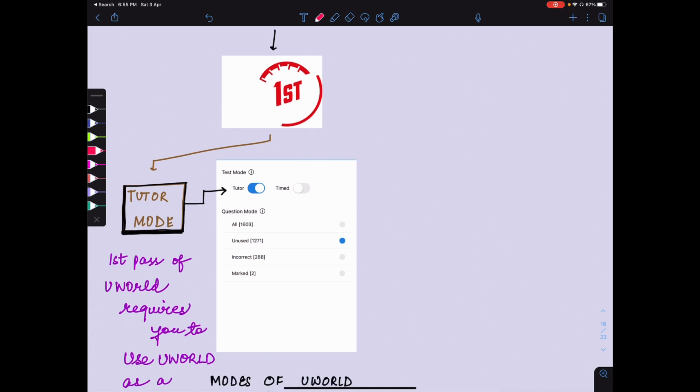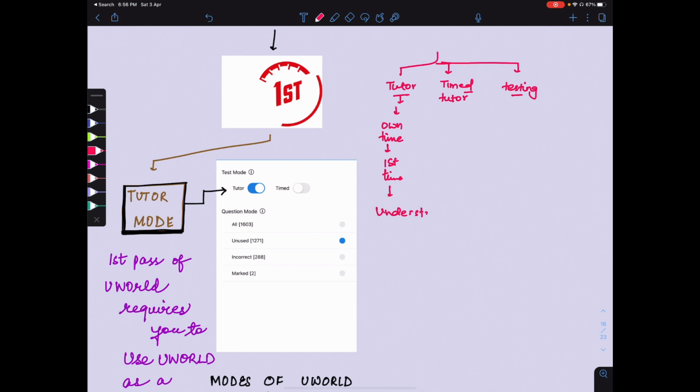Now see, there are various modes of the Uword. One is the tutor mode, the other is the timed tutor mode, and the third one is the testing mode. So the difference between all these modes is that tutor mode is without timing, you can take your own time. This is very beneficial for the first time. If you are solving Uword for the first time, you don't need the timer running in the background, because the first time you are understanding the concepts. You are using the Uword as a learning tool for the first time.